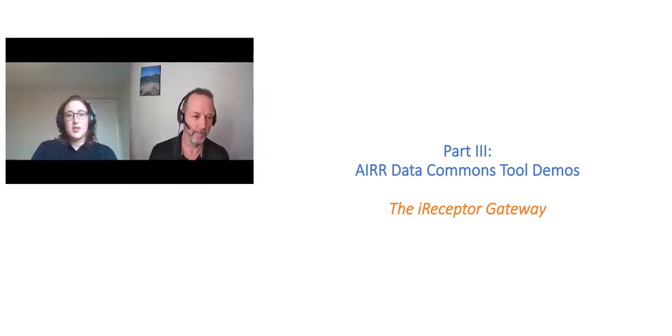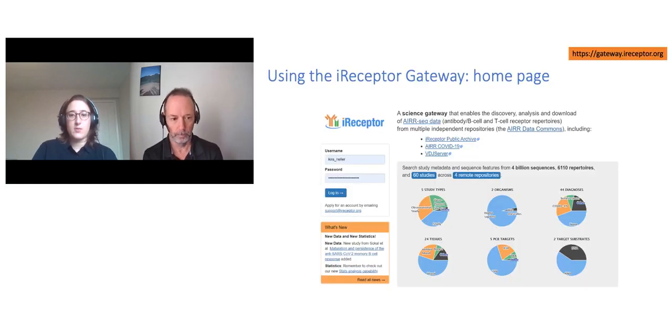All right, great. Here I'll be giving just a quick walk through the iReceptor gateway. As Brian described, this is a web-based user interface for querying the AIRR Data Commons. When you first navigate to the gateway homepage, you'll see a page that looks like this. We start off with a little bit of a blurb that describes the intention of the gateway, which is to enable the discovery, analysis, and download of AIRR-seq data.